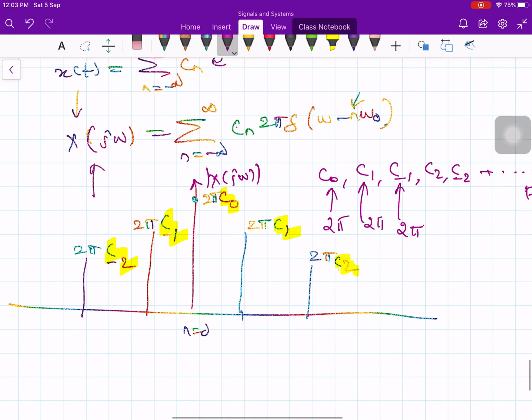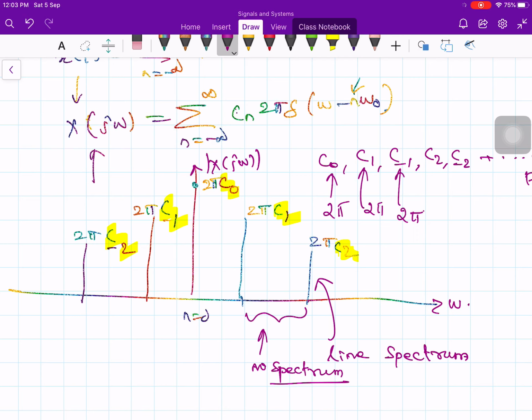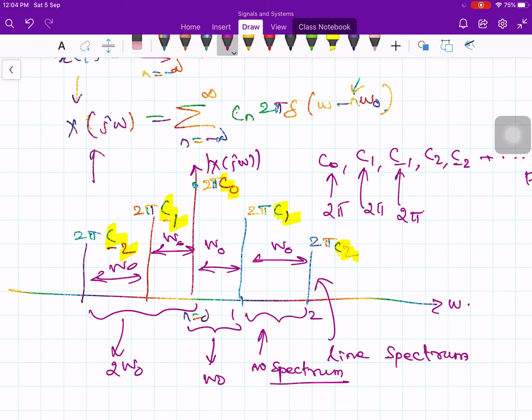If you plot the spectrum of the Fourier series in a conventional sense, it would be a line spectrum. This has a special name, line spectrum, because the spectrum looks like a line. In between you don't have any spectrum. So we have spectrum only at integer values of omega naught, I am sorry. This is 1 and this is 2 and so on. And the gap between these two is omega naught, and this is omega naught, and this also omega naught, and so on. So this gap is going to be 2 omega naught. Minus 1, minus 2 and so on.